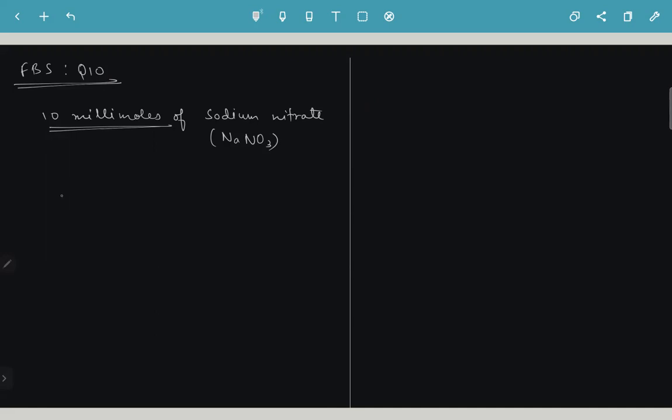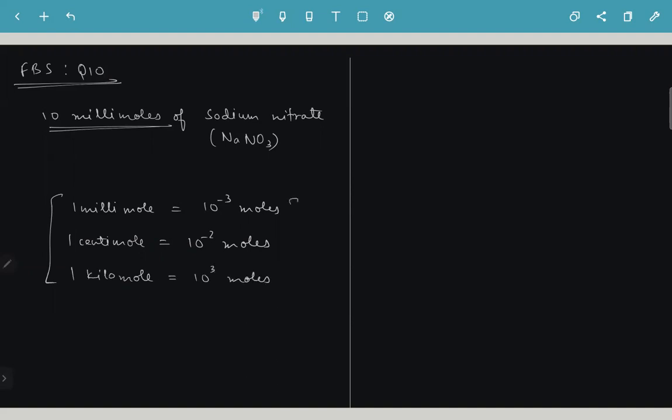What do we mean by 1 millimole? 1 millimole will be equal to 1/1000 mole or 10 to the power minus 3 moles. 1 centimole will be 1/100 mole or 10 to the power minus 2 mole. Similarly, we can use 1 kilomole, 1 megamole, etc. 1 kilomole will be 10 to the power 3 moles, and so on. ठीक है. So 10 millimoles is how many moles actually?